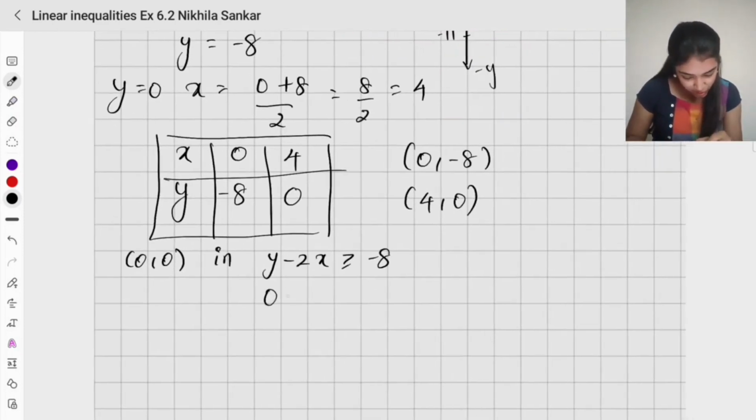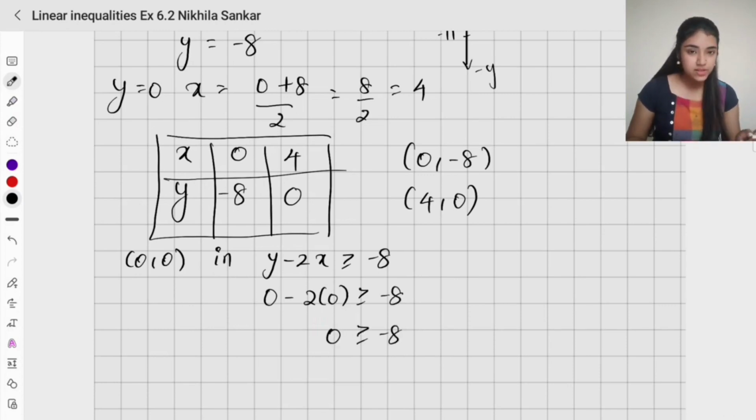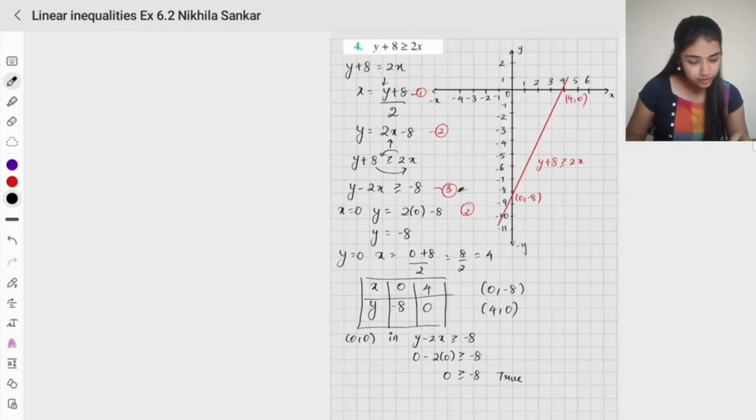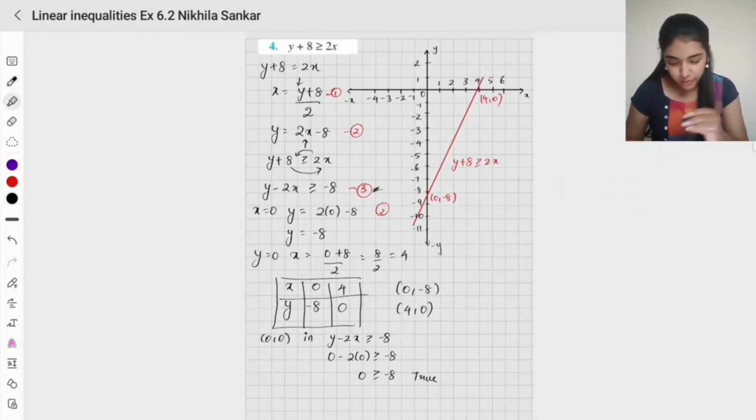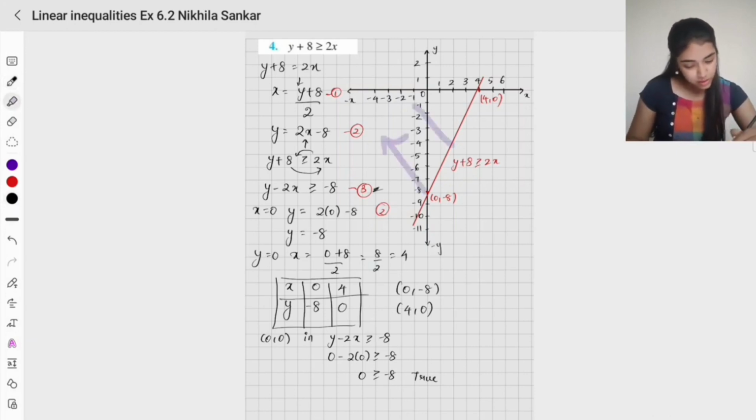So when I substitute 0, 0: 0 minus 2 times 0 greater than or equal to minus 8. 0 greater than or equal to minus 8. 0 is greater than a negative number, definitely. So this is true. So what is going to be my final solution? It is going to be the upper half plane. So it is going to have 0, 0 in the solution. So this is the final answer. Okay. Please copy.